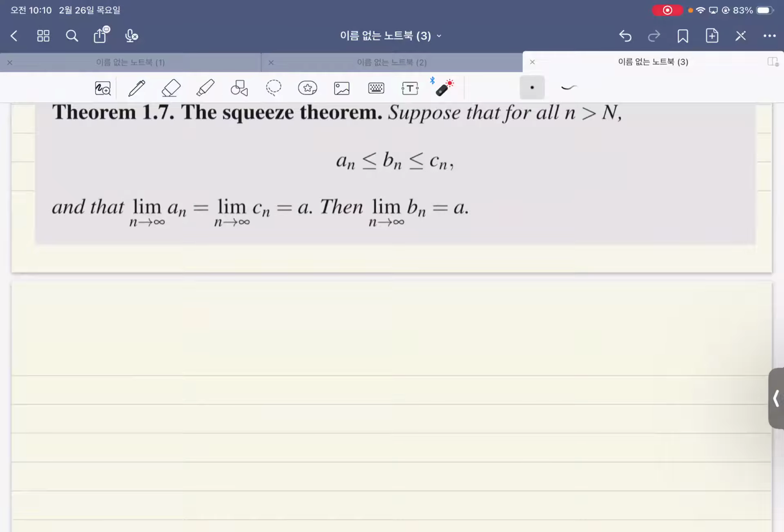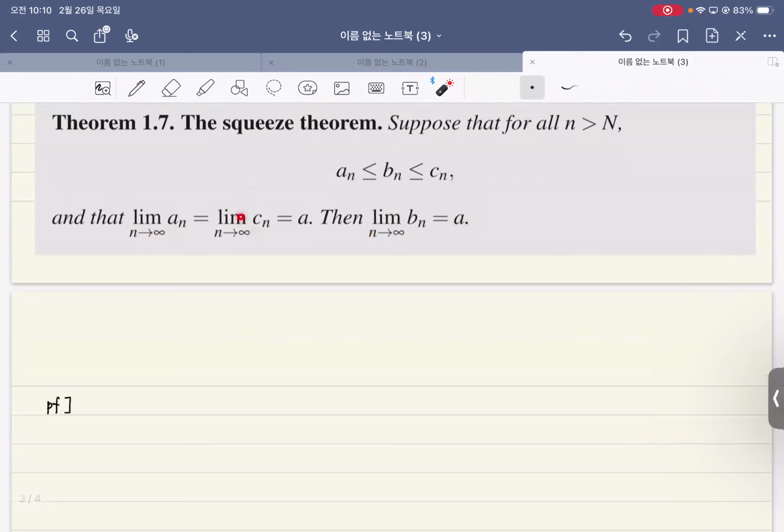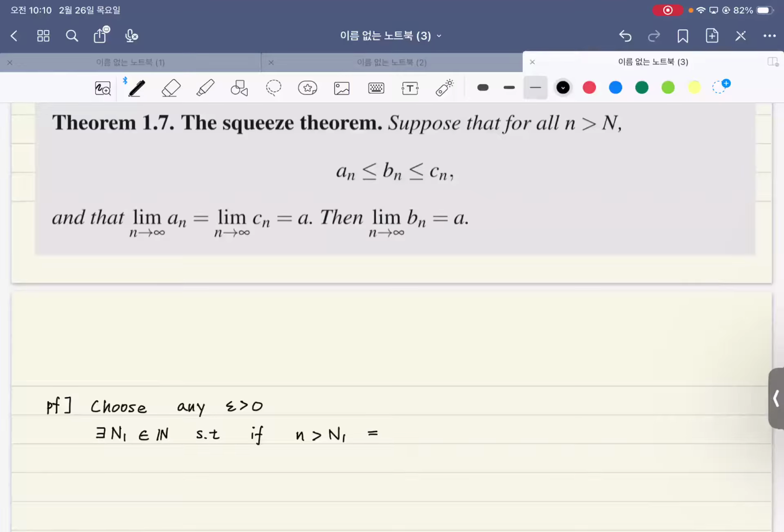Let's prove this. This is our goal: we are supposed to show that bn converges to a, given that an and cn converge to a. Just choose any epsilon. Since an converges to a, I can find a number N1 satisfying the condition that for any index n bigger than N1, |an - a| is less than epsilon.